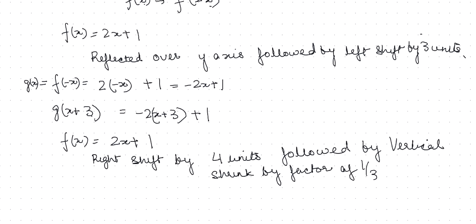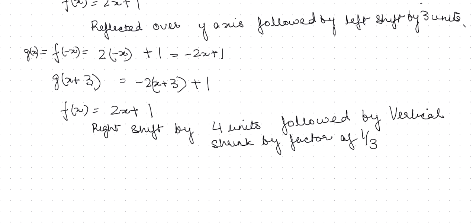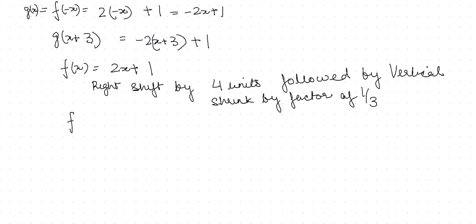So what we do is, right shift by 4 units. Wherever x was there, we'll replace it by x minus 4. So we do it only to x. We don't do it to 2x minus 4. We just do it to x minus 4. Wherever there was x, we replace it by x minus 4, plus 1. So this is g of x.